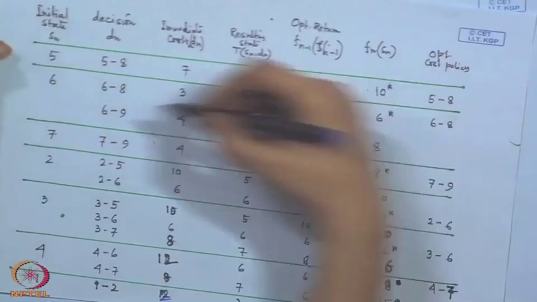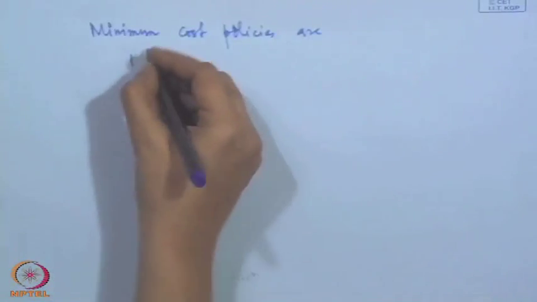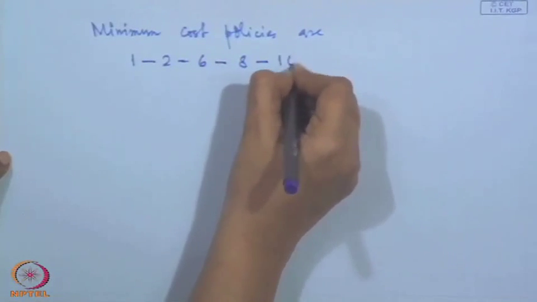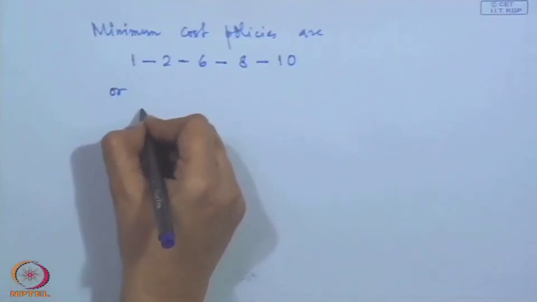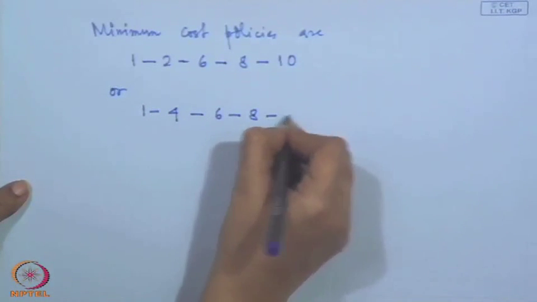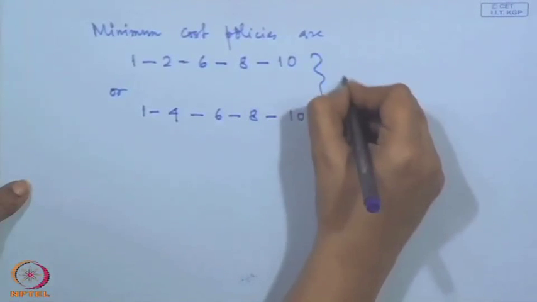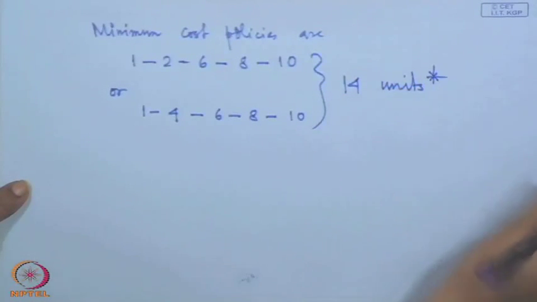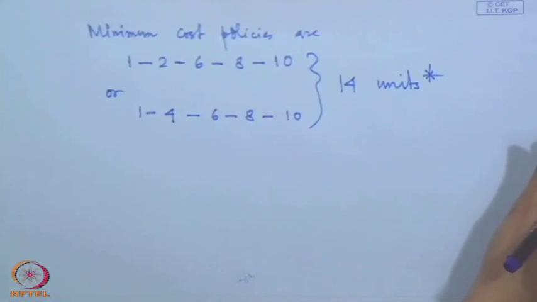In this way we can get the whole path, and this is the path for us, 1 to 6 to 8 to 10. There is another alternative path also: we can move 1 to 4 to 6 to 8 to 10. For both cases we need to incur 14 units. And that is the optimal solution as a whole for this problem. Now, that is all about the dynamic programming problem.